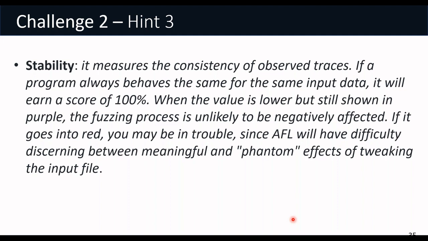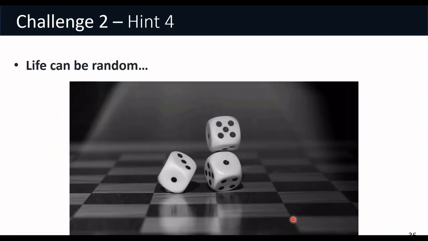So the thing is, the source code is bigger than before. It's bigger than challenge number 1. And we don't have enough time for looking at all the code. So you need to focus on finding something that is really related to random. So that's my next hint, hint number 4. Life can be random. So here the important word is random. There is something random in the code.